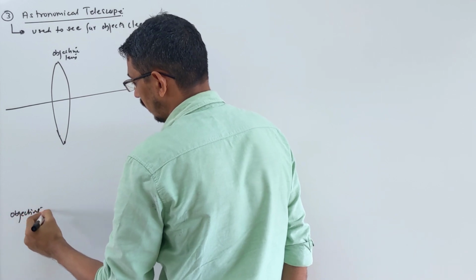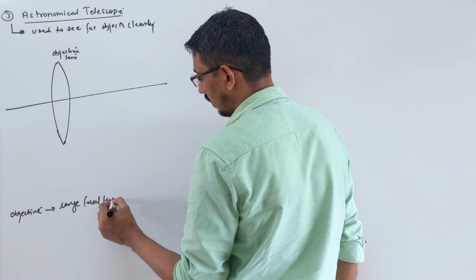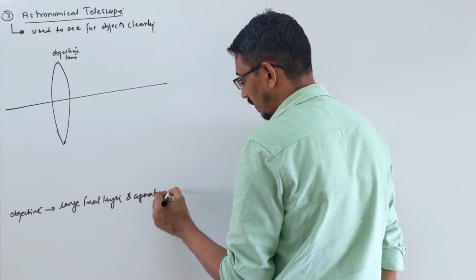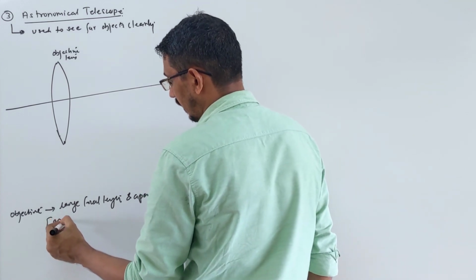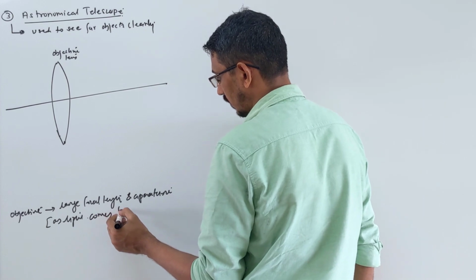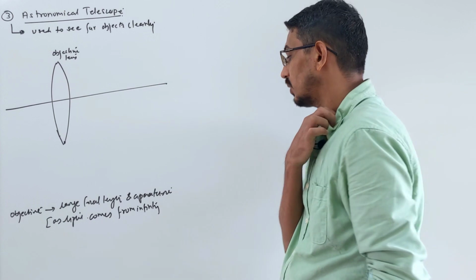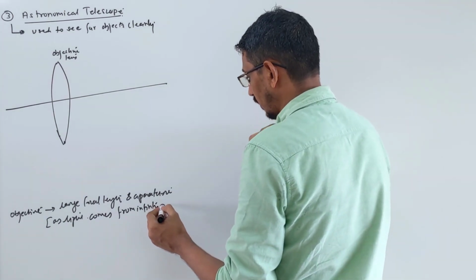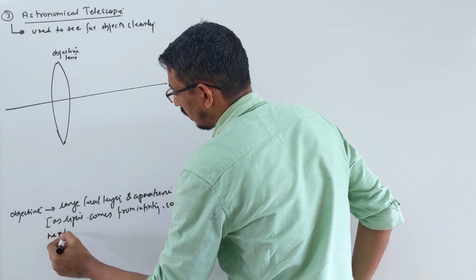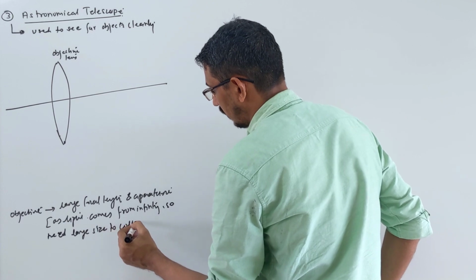Objective: large focal length and large aperture. Why do we need it? As light comes from infinity, or you say very far, correct? So we need a large size to collect light.